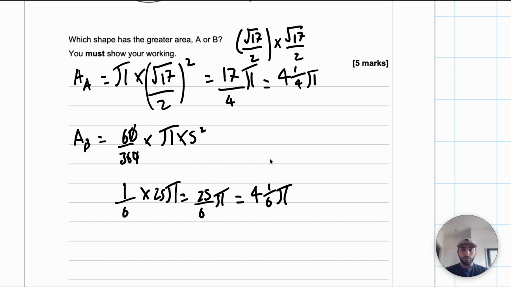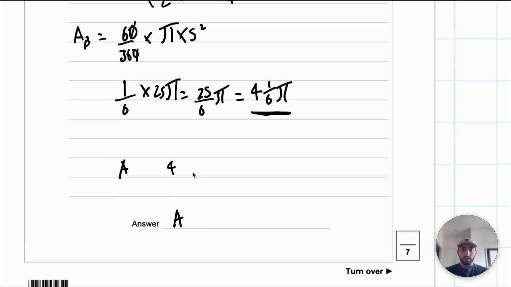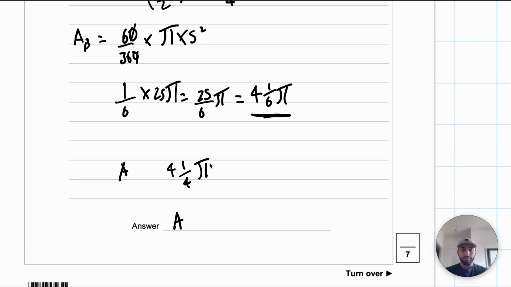So we've got 4, 4, and we've got 1/4 and 1/6. And I know 1/6 is smaller than 1/4 because it's split up into less parts. So this is the smaller one, that'll be the greater one. The greater one is A. So A is greater because 4 and 1/4 pi is greater than the 4 and 1/6 pi.